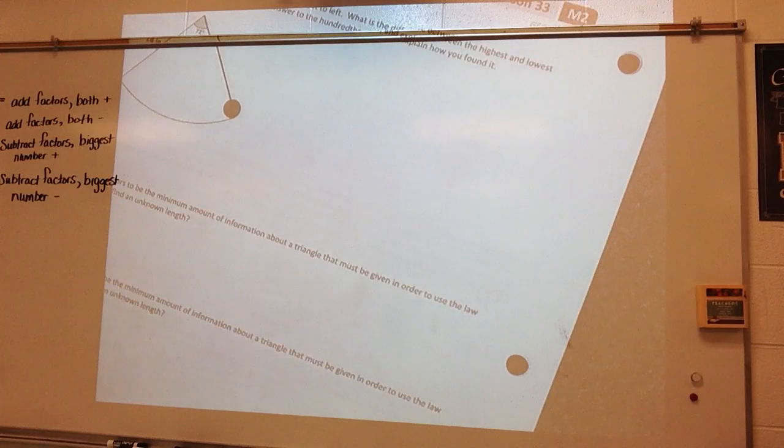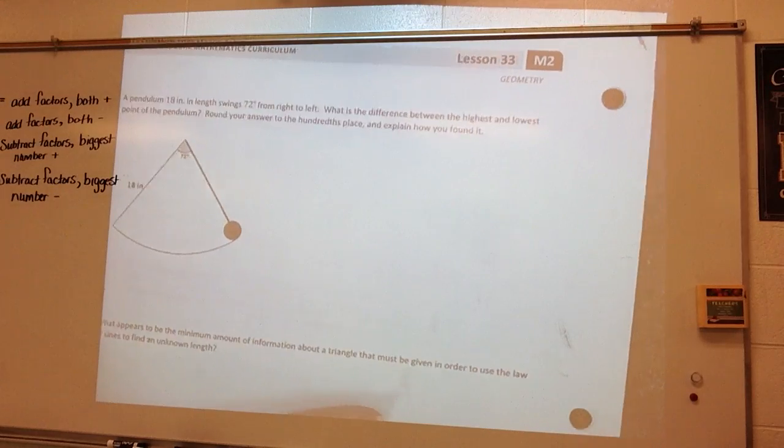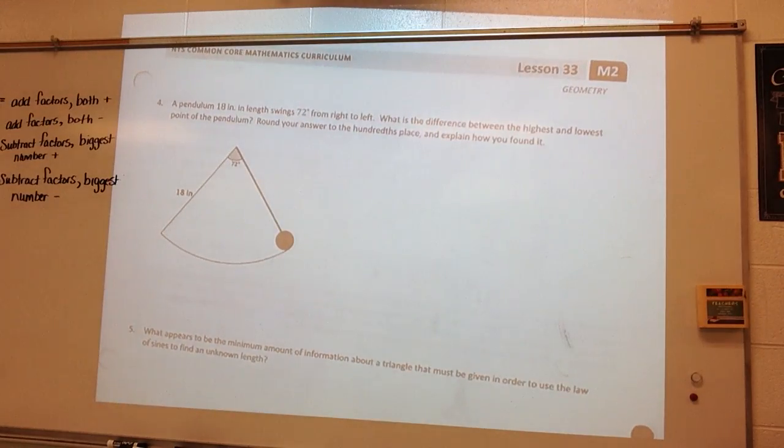A pendulum, 18 inches in length, swings 72 degrees from right to left. What is the difference between the highest and lowest point of the pendulum? Round your answer to the hundredths place and explain how you found it. Alright, so let's look at this. So here's what I have to know.